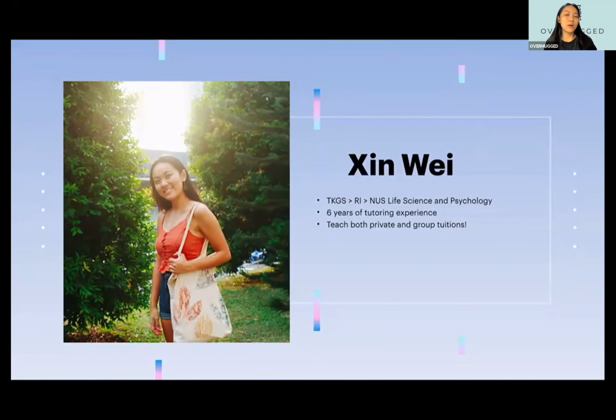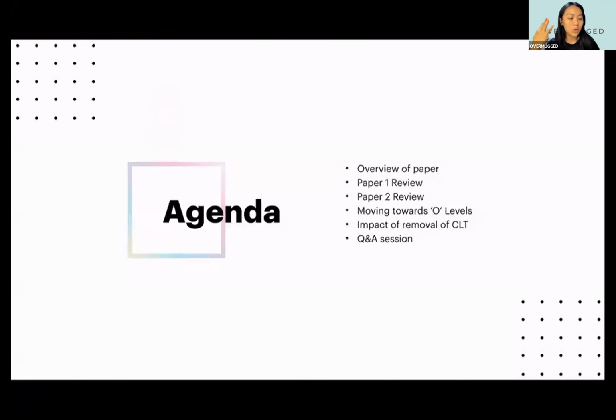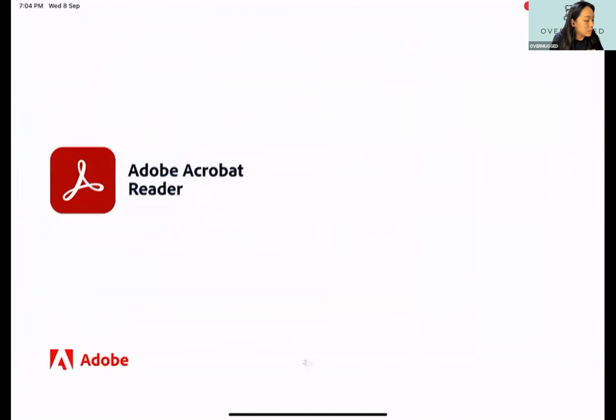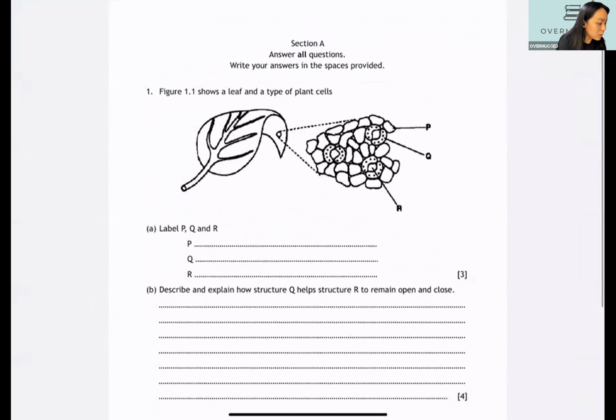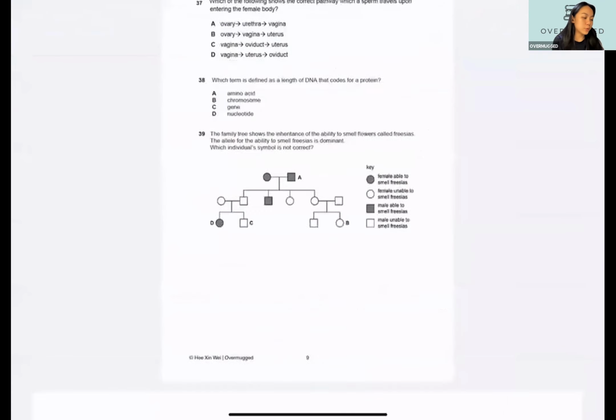Okay, so today we want to review the paper, right? So let's just go straight to it. We'll look through paper 1 and paper 4, and then also some wrapping up about what the goals are moving towards O-level, and hopefully we have some time for Q&A, but I doubt so, because we only have 1 hour for combined bio. Okay, let's look at MCQ first. How do you guys find the paper?